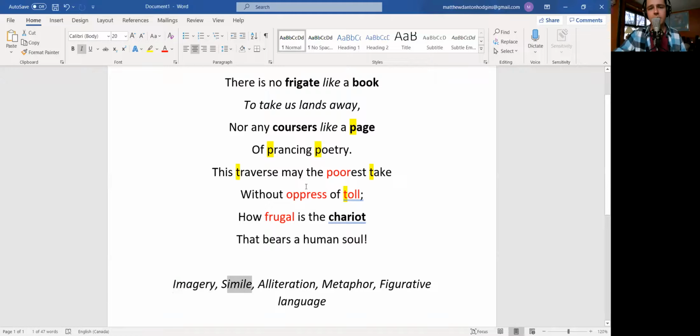Simile, we had a handful here. We had the frigate like a book. We had the coursers like a page. For alliteration, we had "pa" and "ta." For metaphor, we were comparing the chariot to the books and to the stories. And then for the figurative language, we say things like "to take us lands away," for instance, right? Where we're not physically actually going lands away. It's our soul that is going on this voyage. So there you have it.